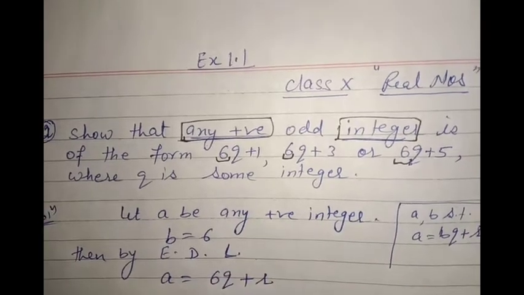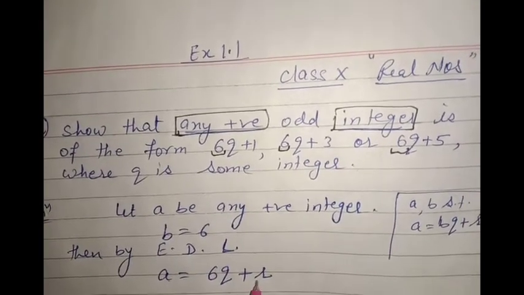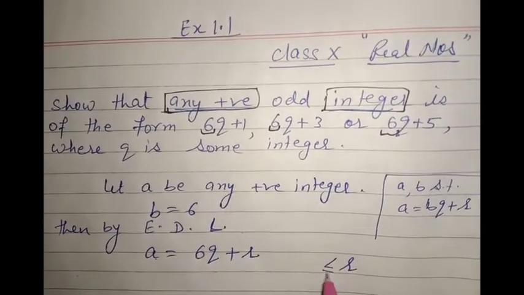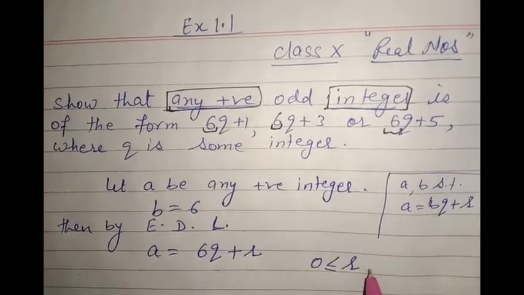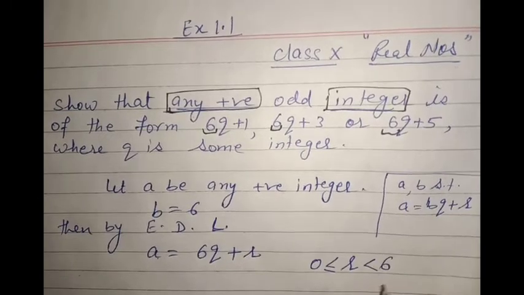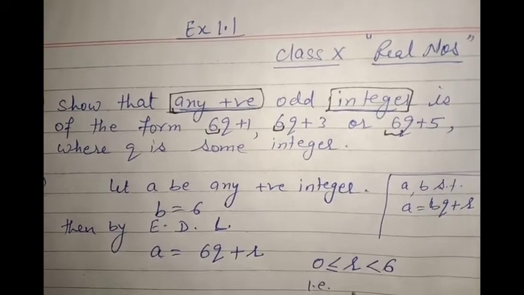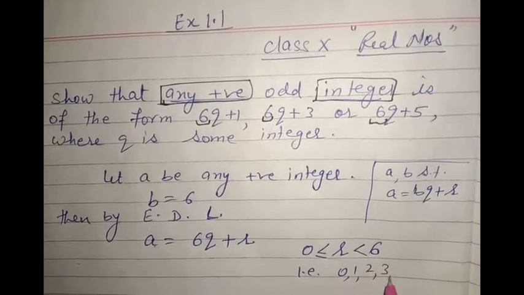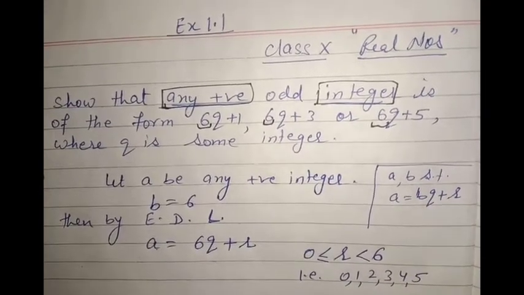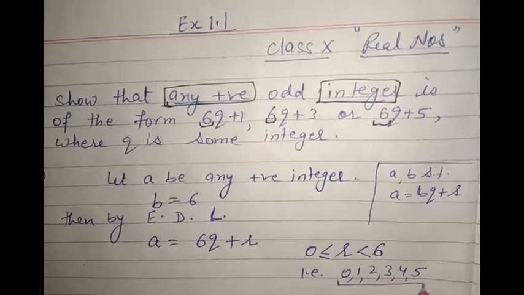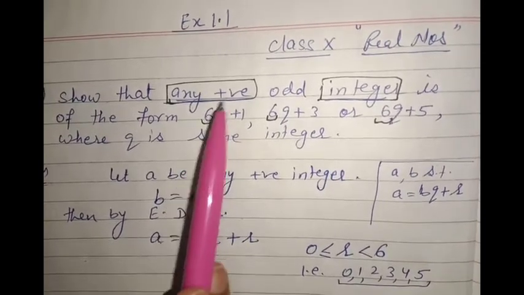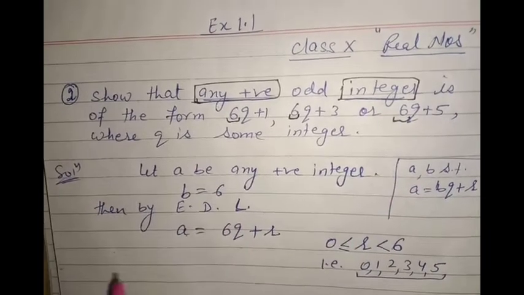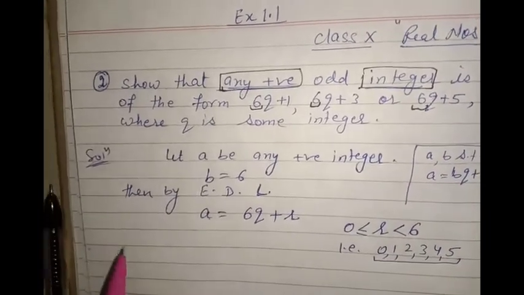We have already done this in the first video. So if a is equal to 6q plus r, then r can take values. We know that r should be greater than or equal to 0 and less than 6. That is, the values of r are 0, 1, 2, 3, 4 and 5. Now the question says any positive odd integer, so first of all we'll discuss all the cases.